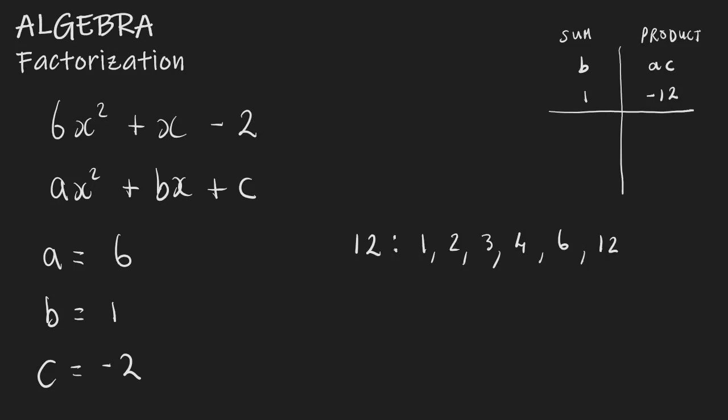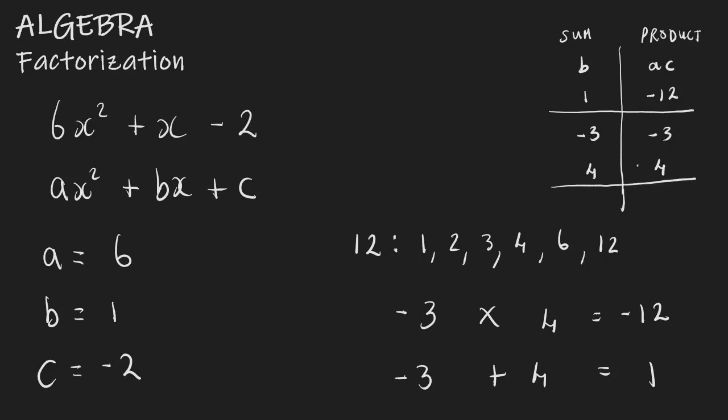And let's investigate the last factor pair, 3 times 4. Let's see, if 3 was negative, we would have negative 3 times 4, that is equal to negative 12. And negative 3 plus 4, that is equal to positive 1. So we just found our factor pair, negative 3, positive 4. Negative 3 times positive 4, that is equal to negative 12. Negative 3 plus positive 4, that is equal to positive 1.